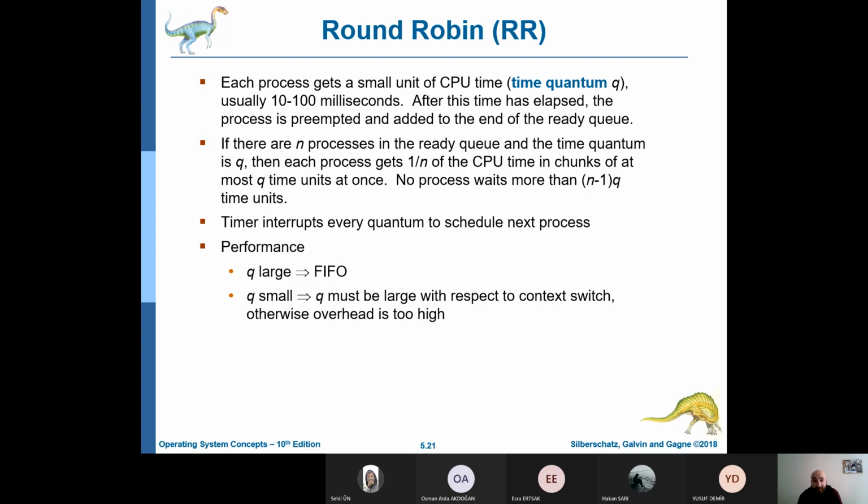The performance of the round-robin algorithm, of course, depends on the size of the time quantum. At one extreme, if the time quantum is extremely large, the round-robin policy is the same as the first-come, first-served policy. In contrast, if the time quantum is extremely small, let's say 1 millisecond, the round-robin approach can result in a large number of context switches. Every 1 millisecond, you have to make a new context switch.